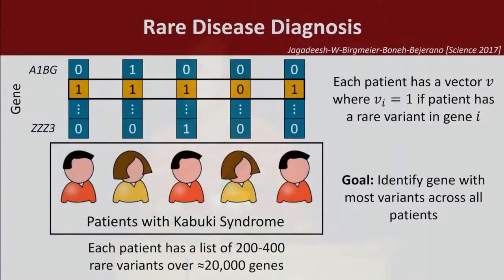So once we formulate the problem in this way, the task of identifying a gene that is responsible for a particular disease is essentially identifying a gene that has the most common number of variants across all of the patients in the disease group. In this concrete example here, it would be gene number 2, because 4 out of the 5 patients in our disease group have a rare mutation in that particular gene.